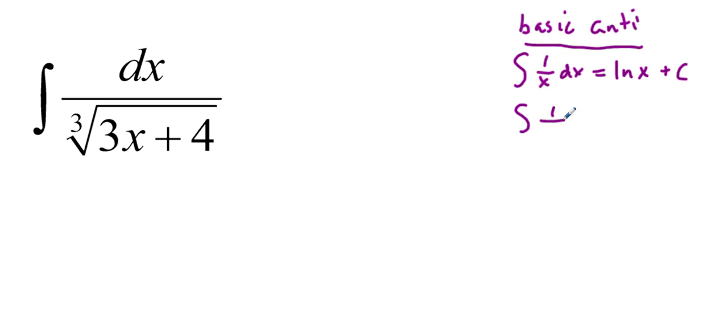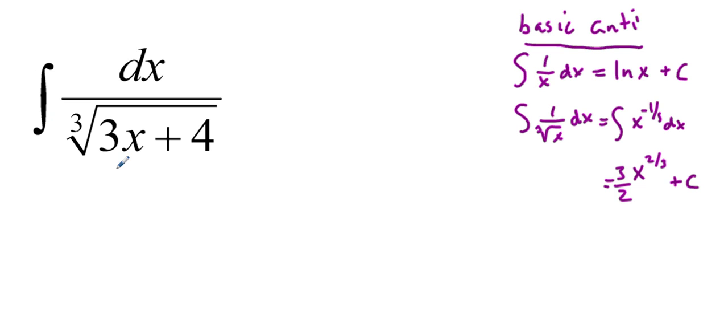Another basic antiderivative: if I had 1 over the cube root of x dx, we can simplify that to the antiderivative of x to the negative 1/3 power dx. We would solve this using the reverse power rule of integration, in which we add 1 to the power, so we have x to the 2/3, multiplied by the reciprocal of the power, so 3/2. And then we add c, and that would be the antiderivative of that. So you can see we have basic integrals that we can solve.